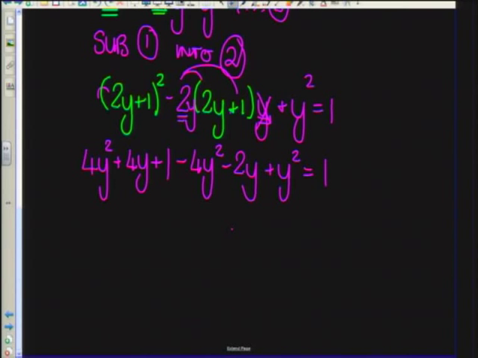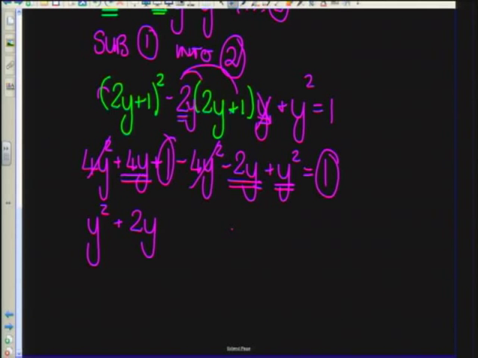Now we just have to tidy up. So I've got a 4y squared minus a 4y squared, which will actually cancel each other out. And what are we left with? I've got a y squared, which is on its own now. I've got a 4y minus a 2y, which is going to leave us with just 2y. And I've got a 1 on the left-hand side, a 1 on the right-hand side. So when the 1 jumps over, it becomes negative 1 and it cancels out. So therefore, that's what we're left with.